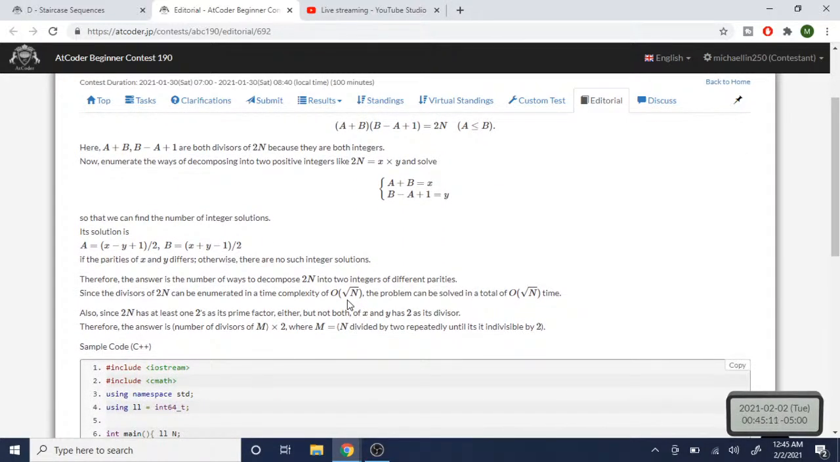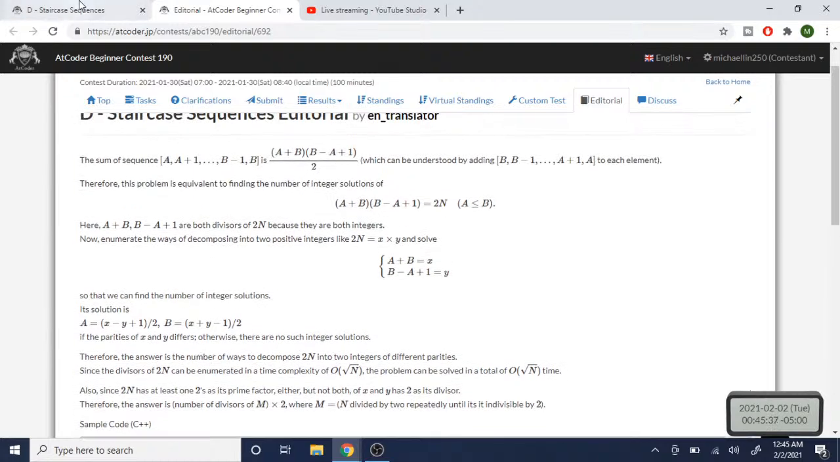If the parities of x and y differ, otherwise there is no such integer solution. Therefore, the answer is the number of ways to decompose 2n into two integers of different parities. Since the divisors of 2n can be enumerated, since 2n has at least 2 as a prime factor, but not both, therefore the answer is number 2. Let's actually look at other people's solutions.